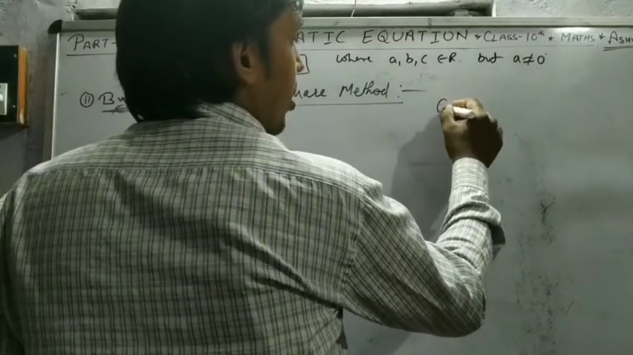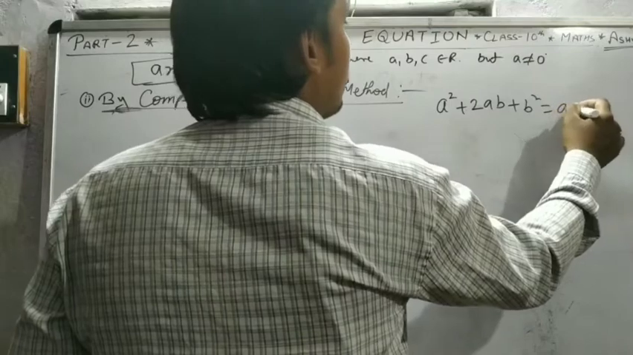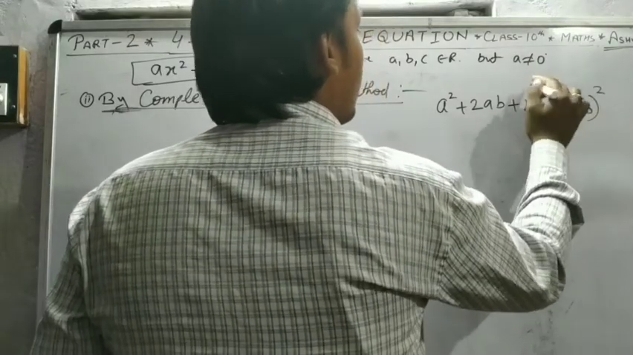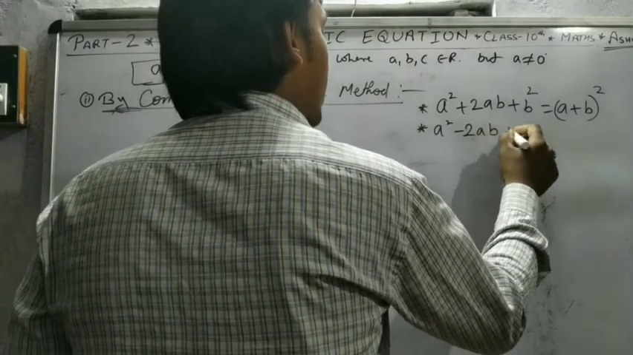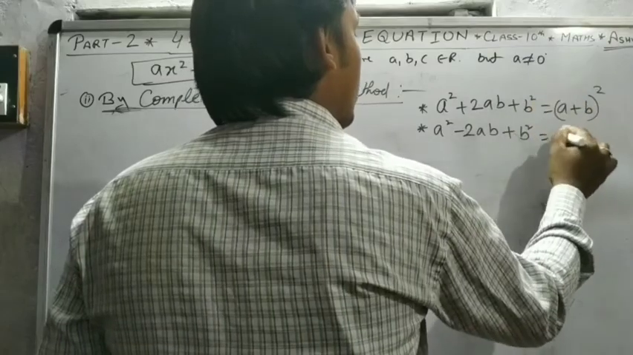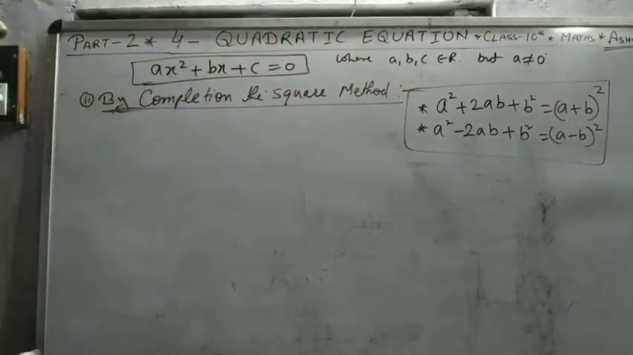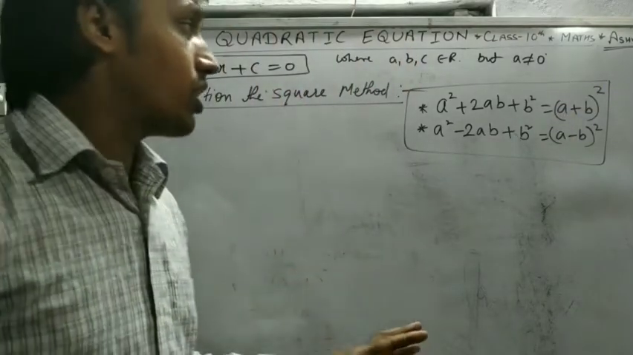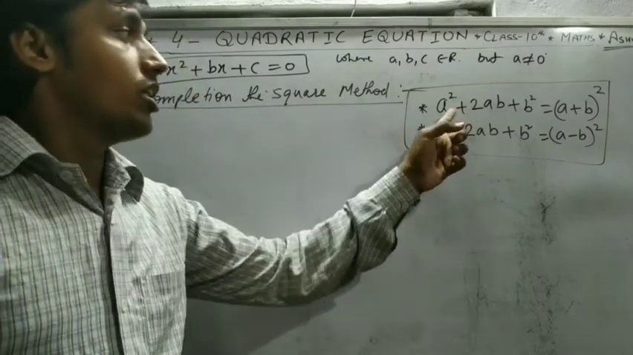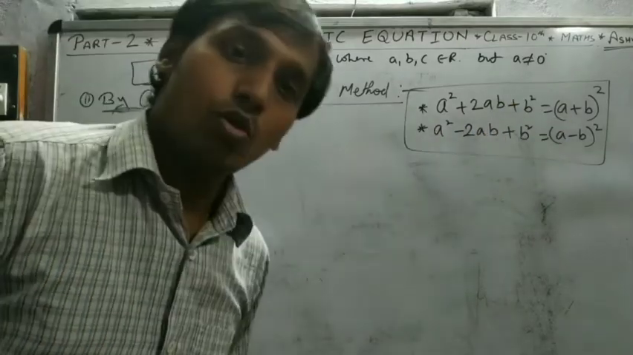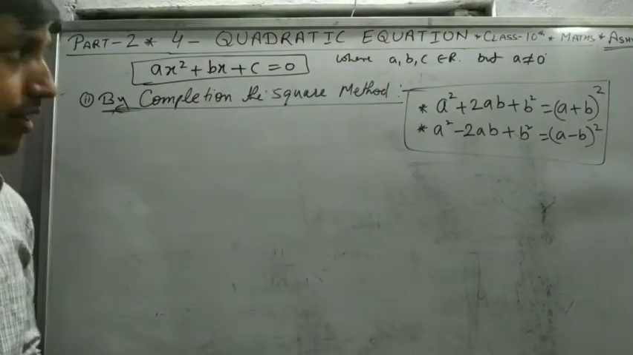First, a square plus 2ab plus b square is equal to a plus b whole square. Second, a square minus 2ab plus b square is equal to a minus b whole square. These two formulas are used to solve the equation by the completing the square method, because they are perfect squares: a plus b whole square and a minus b whole square. You know both formulas. Okay.